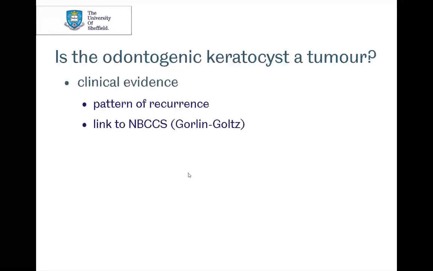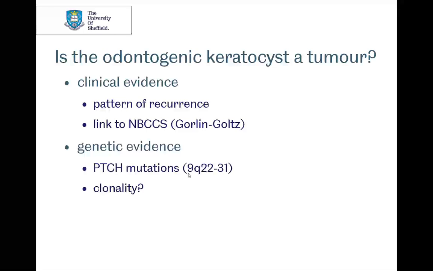Some people believe there's really good evidence for that, and that can come from clinical evidence, the pattern of recurrence. It tends to recur quite commonly, much more like a neoplasm than just a developmental cyst. There then is the link to nevoid basal cell carcinoma syndrome, or Gorlin-Goltz syndrome, in which the patients get other neoplastic lesions such as basal cell carcinomas on the skin. There's also a genetic lesion, and that again to some extent links to Gorlin-Goltz syndrome, because that lesion is underpinned by the development of PTCH (patched) mutations in chromosome 9. And you can find them in odontogenic keratocysts too.